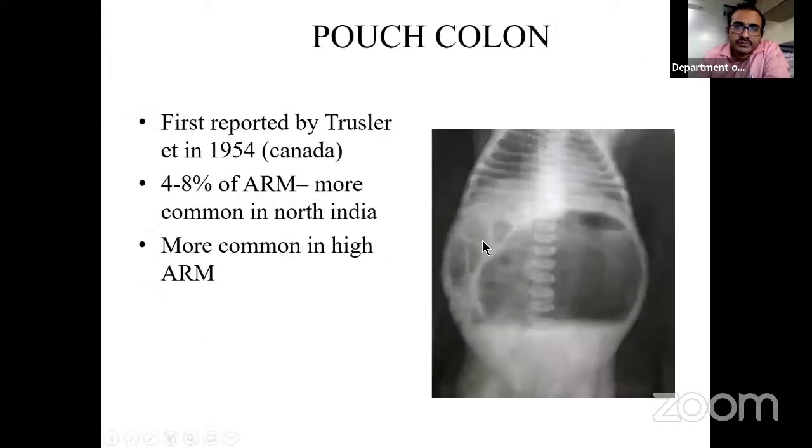So this is pouch colon. It was first reported by Trussler in 1954, but this condition is more common in North India. This is a very high type of anomaly. As you can see, this is an X-ray of a neonate where a single gas shadow is covering more than half of the abdomen. This is typical and very much diagnostic of this condition.